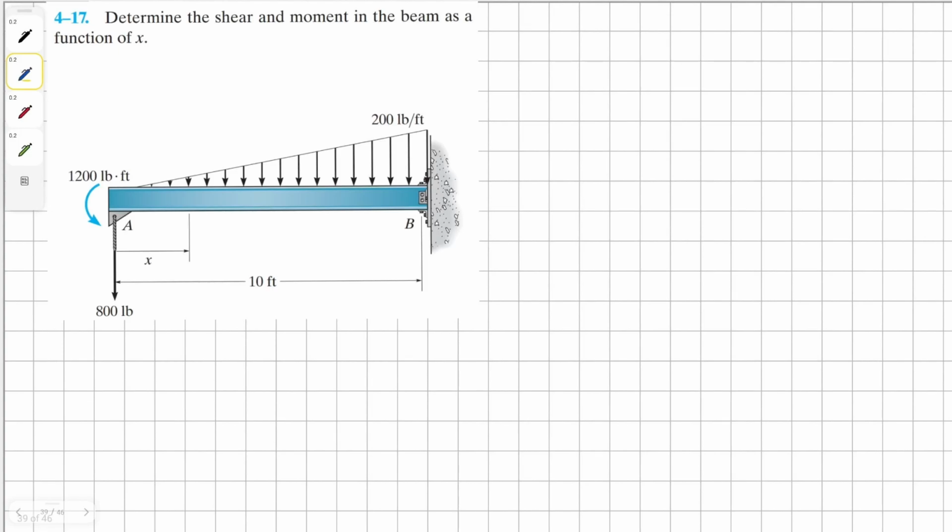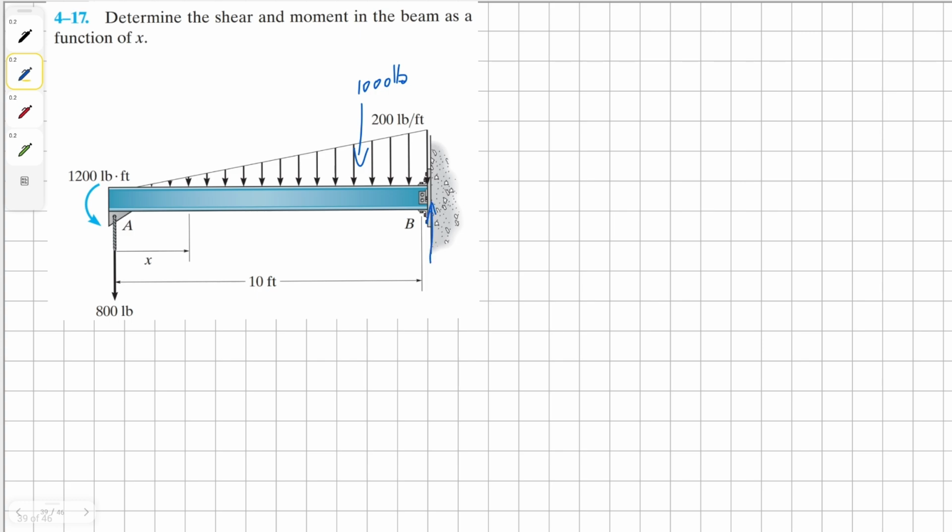Determine the shear and moment in the beam as a function of x. To begin, we're going to start with converting our uniform distributed load into our point load. So this is going to be 0.5 times 200 times 10 feet, which comes up to 1,000 pounds.